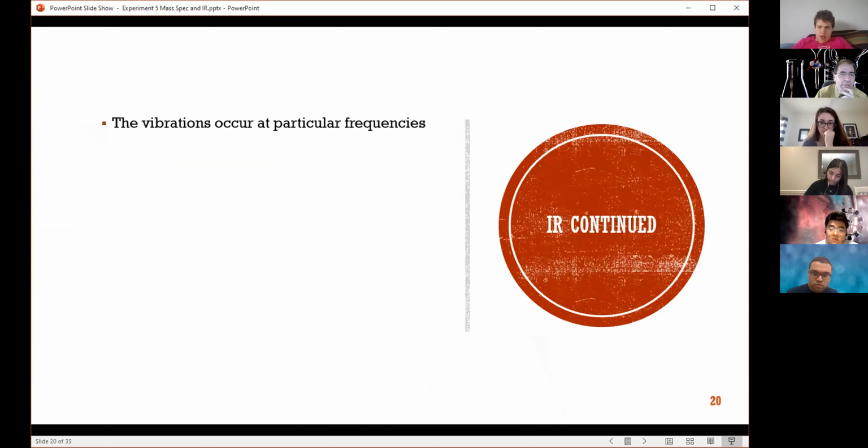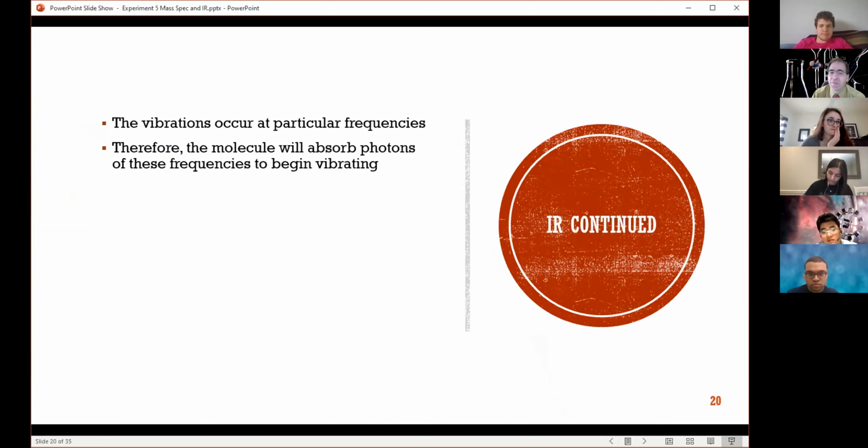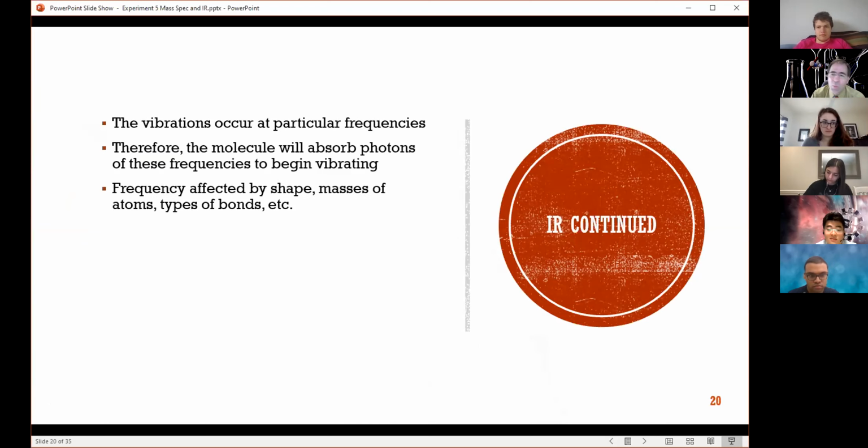And that's what we're going to be looking at. Now, those vibrations that a molecule does occur at a particular frequency. If they occur at a particular frequency, that means the molecule will only absorb a photon that matches that frequency. Ooh, hey, connection to spectroscopy. So what affects that frequency?